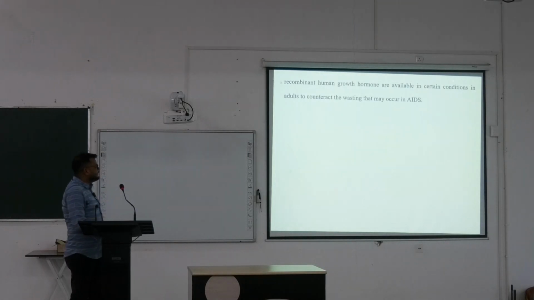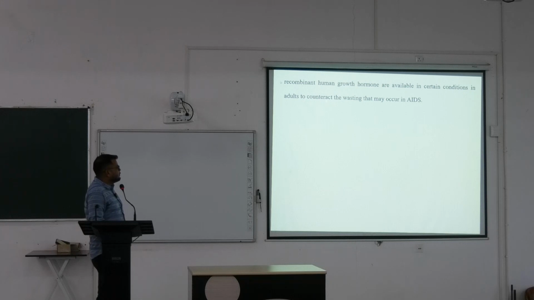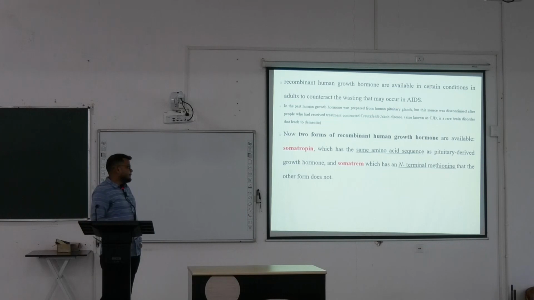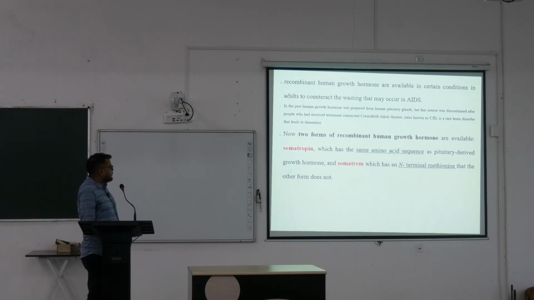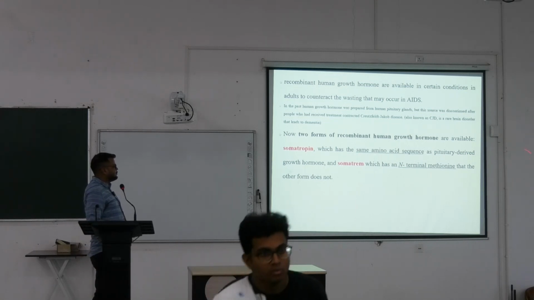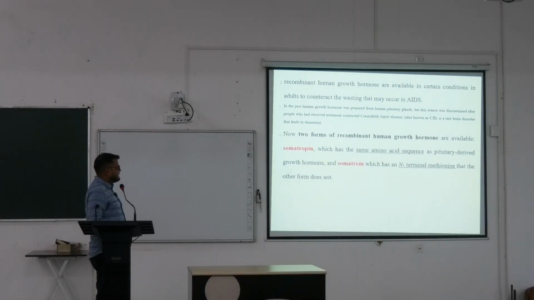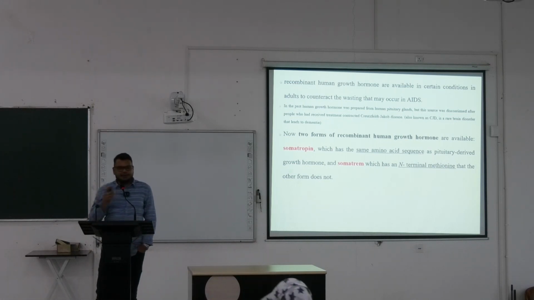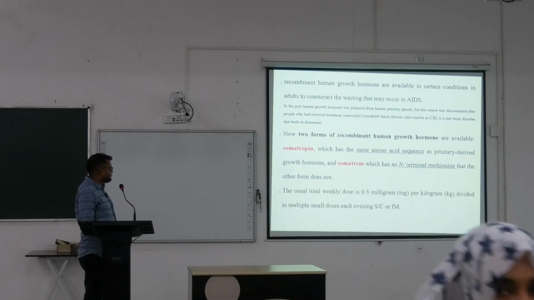Recombinant growth hormones are available in certain conditions in adults to counteract the wasting that may occur in AIDS. Now two forms of human growth hormone are available. One is somatropin, which has the same amino acid sequence as pituitary derived growth hormone, and another is somatrem, which has an N-terminal methionine that the other form does not. So two forms of human growth hormone, one is somatropin and another is somatrem.